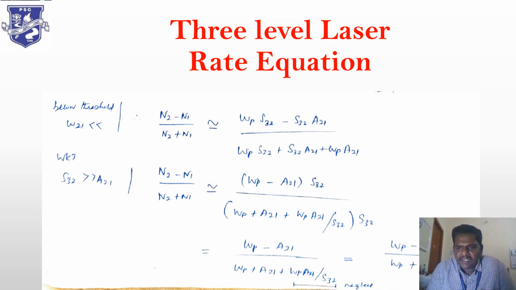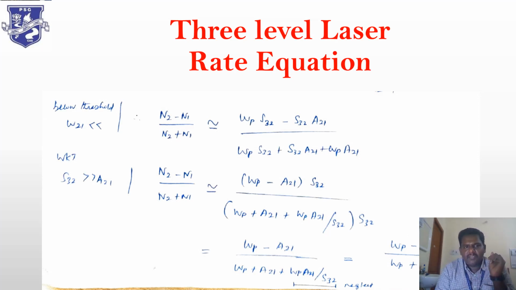There are three stages in achieving this population inversion: below the threshold value, at the threshold value, and after the threshold value. Below the threshold value, we are in the process of achieving population inversion. At the threshold value, we are entering the lasing action. After the threshold value, we are emitting the laser. Okay, so we have to see the difference in these three stages.